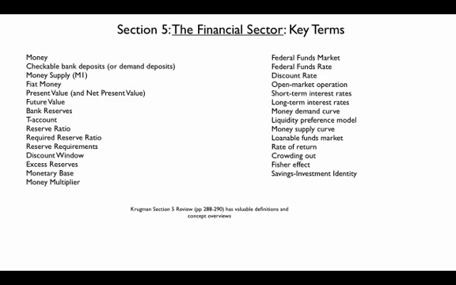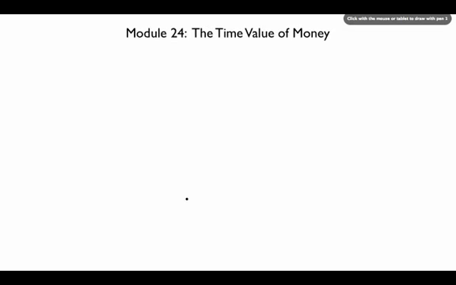One other note here at the bottom, and I hope I didn't make the type too small on this. Down here, this Section 5 review, which is on page 288 to 290 of the Krugman book, is a really good set of definitions and concept overviews that should help you in your preparation for the test and in just making sure you understand all these concepts.